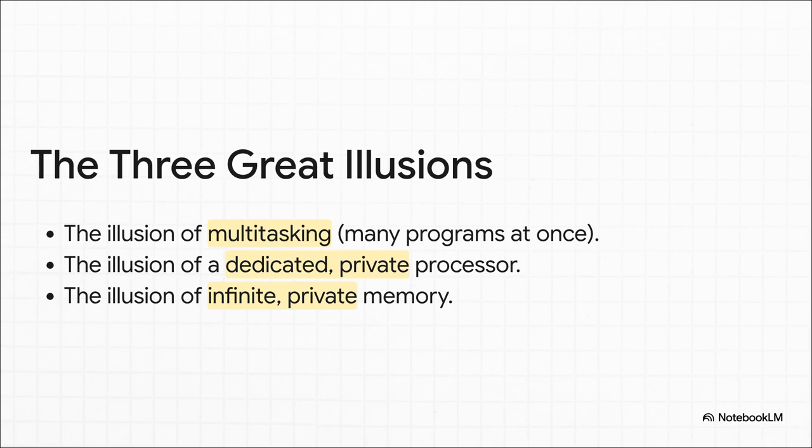And to do all this, the OS performs three incredible magic tricks. First, it creates the illusion that you can run your browser, your music player, and your word processor all at the exact same time. It's amazing. Second, it makes each of those programs feel like it has the entire processor all to itself. And third, it gives each program the sense that it has this huge private memory space, way bigger than the physical RAM you actually have installed.